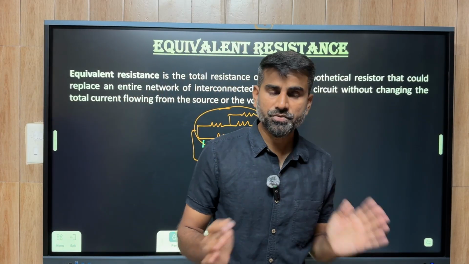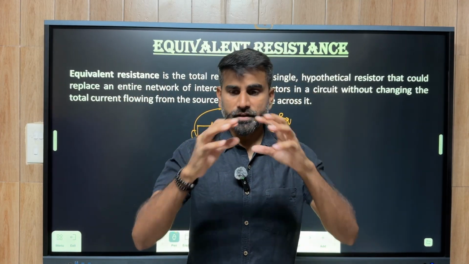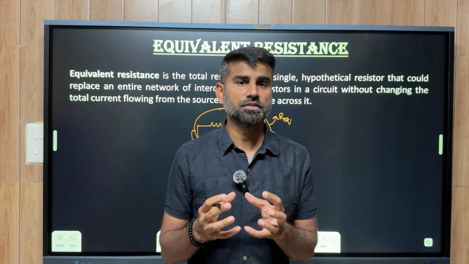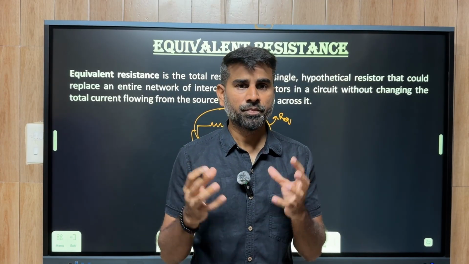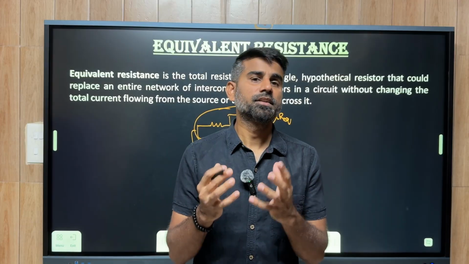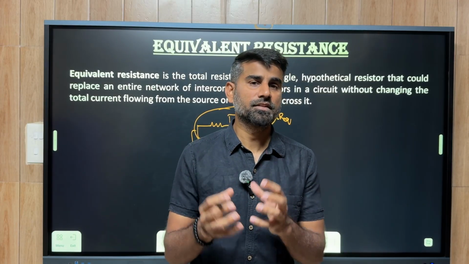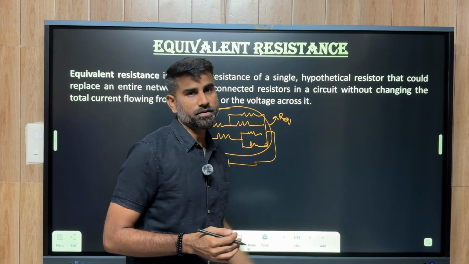In the simplest way, if I can replace the entire circuit of resistors, branches of resistors, with a single resistor, then the resistance of that single resistor is called equivalent resistance.